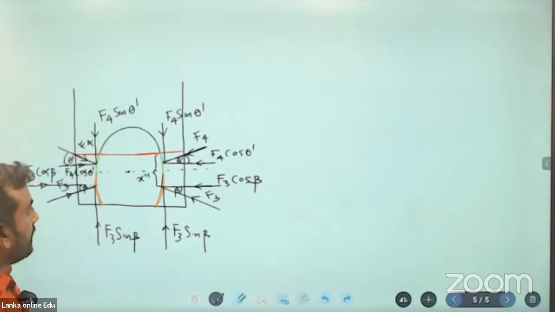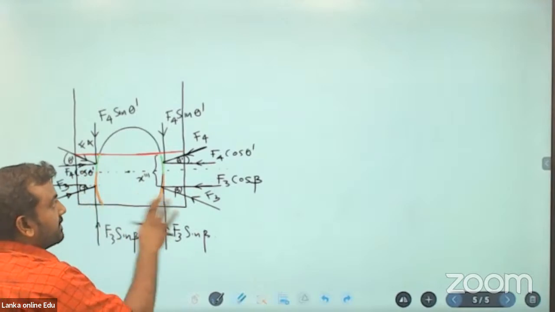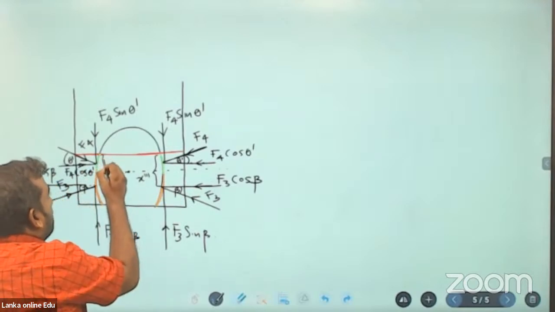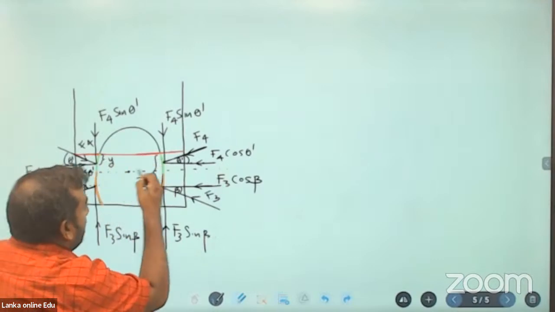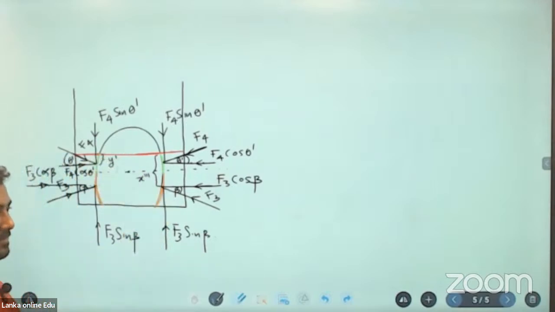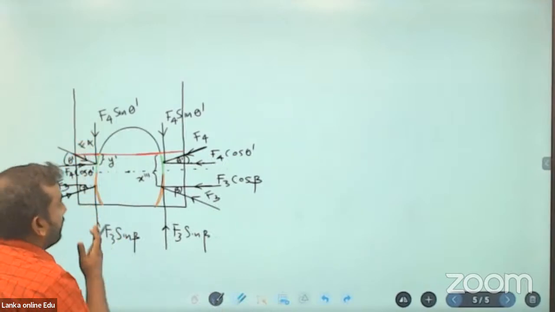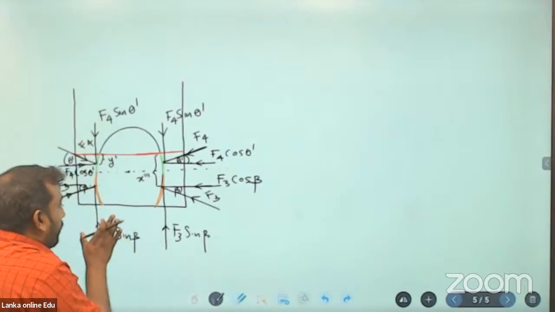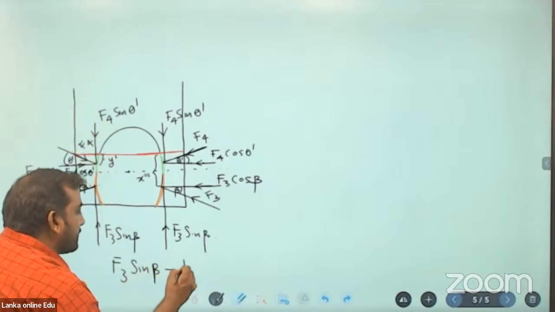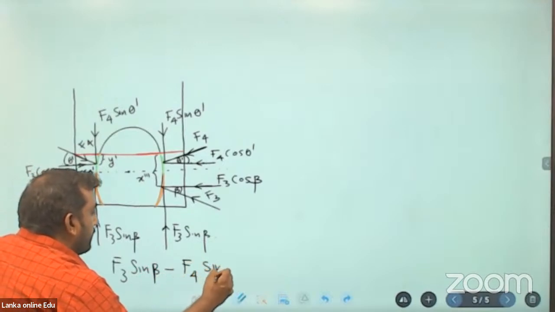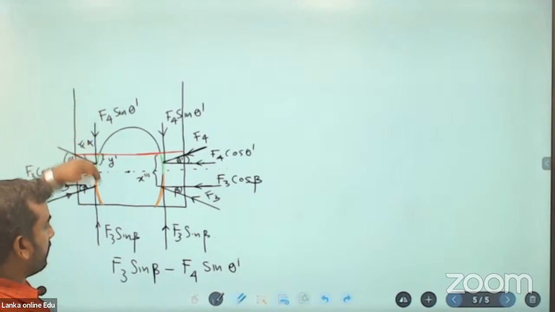Right. Now again, F4 cos theta dash and F4 cos theta dash, the cos components cancel off. If I take this depth here, it's smaller. I'll take it as y. Earlier x dash, x double dash, x triple dash. Now here y dash. What can you say about the resultant upward force? Resultant upward force here is F3 sin beta minus F4 sin theta dash. Clear enough? Upward forces minus the downward force.